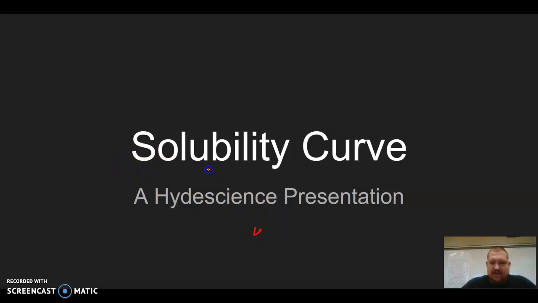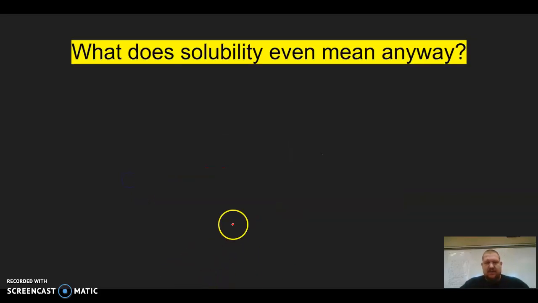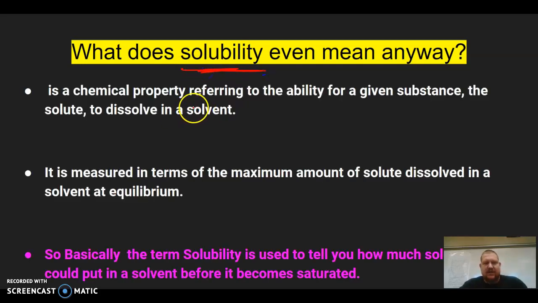In this video, we're going to be looking at the solubility curve. So what does solubility mean? That is what we have to tackle first. Looking at this, a couple of definitions. This is the fancy formal definition.